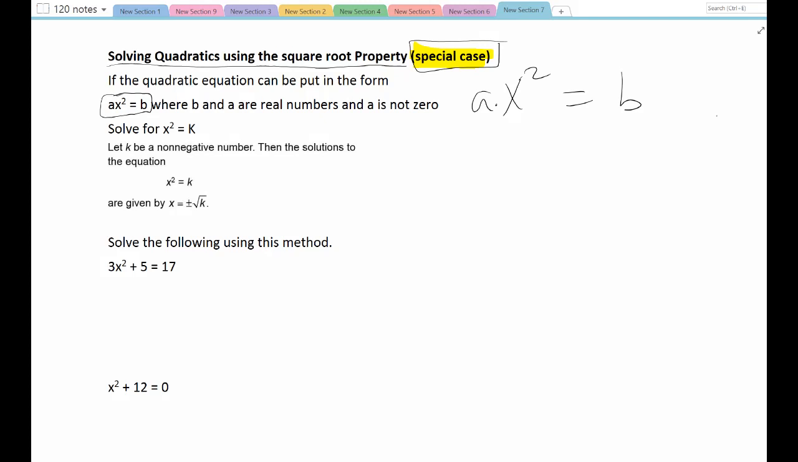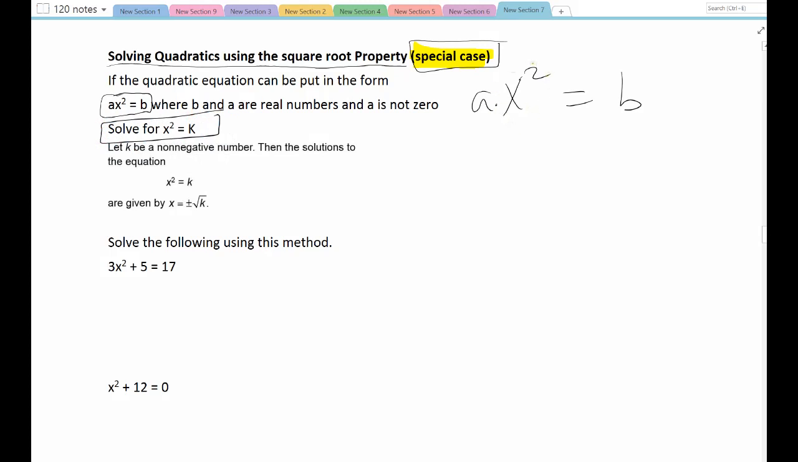But this is a very special case. It only works if all I have is a square term. And the square term could be a group. We'll do examples in a little bit where it's a group. But if I have a square term and then some constants, I can use this method. Only in those cases. And so the first thing you do is isolate the square term. Solve for the x squared.